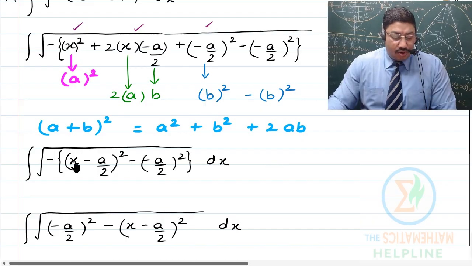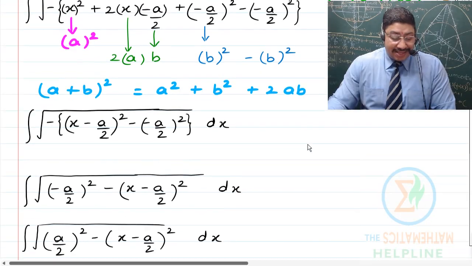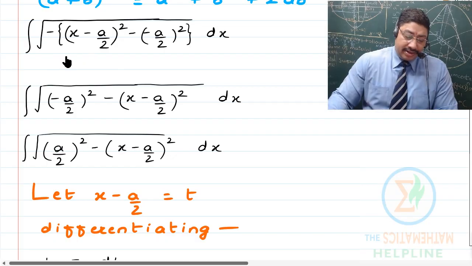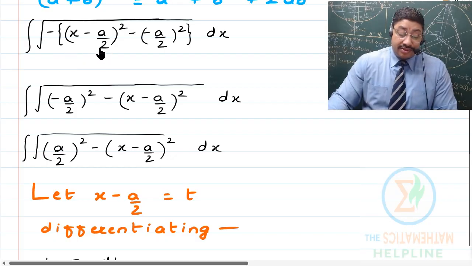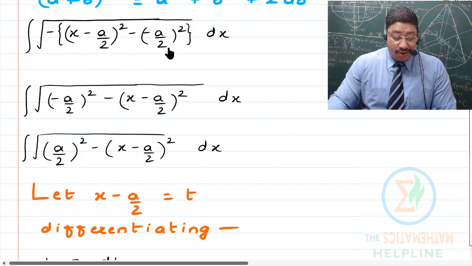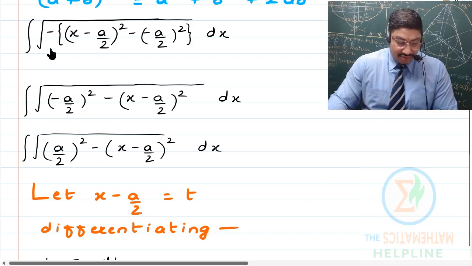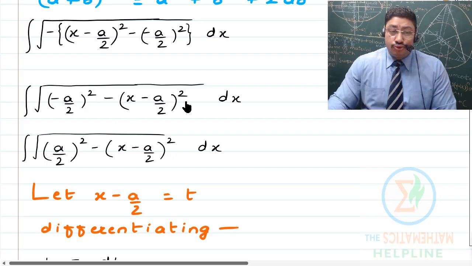Now remember children, we already had a minus sign waiting outside, so as such when we multiply this minus sign within, then the term with x, the variable, will now have the minus sign, and the term which is the constant term will now actually have the positive sign, because minus minus will make it plus. So we'll have minus a upon 2 whole square minus times of, when minus gets multiplied within, x minus a upon 2 whole square.